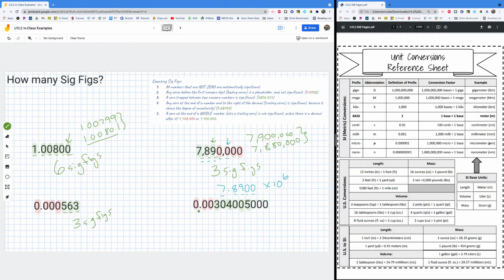And rule number 4, any 0 at the end of a number, so any trailing 0, if they're after a decimal, so our decimal points here, these are trailing zeros to the right of a decimal, they must be significant because we're saying our measuring device goes all the way down to that point. So I'm going to call that 1, 2, 3, 4, 5, 6, 7, 8, 9 significant digits or significant figures.